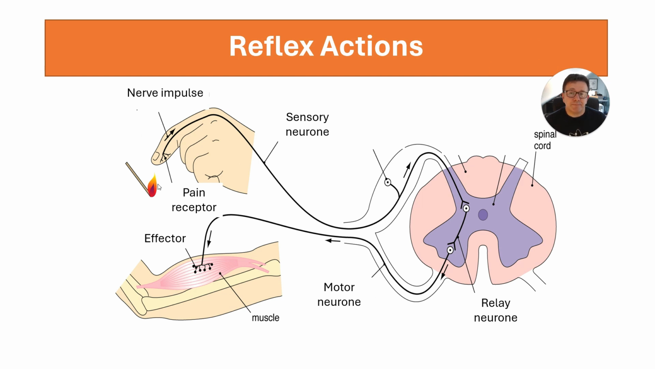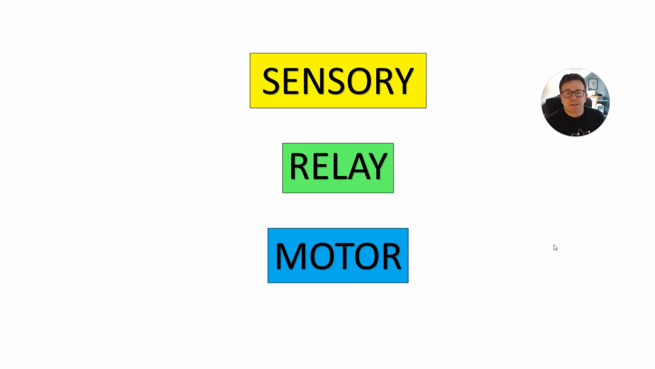Okay, so the match there, the flame, that's the stimulus, and then you've got pain receptors in your skin, and the nerve impulse travels through the sensory neuron, across a synapse, across a relay neuron, which is not in the conscious part of your brain, okay, and then motor neuron to the effector, which is either a muscle or a gland. So one way you can remember it: sensory, relay, motor. Sensory, relay, motor.